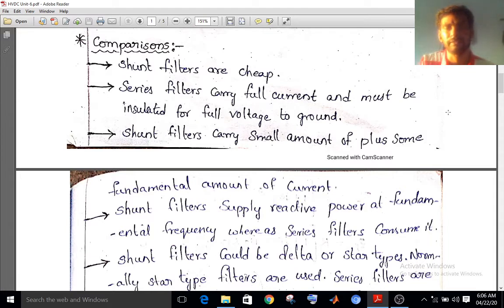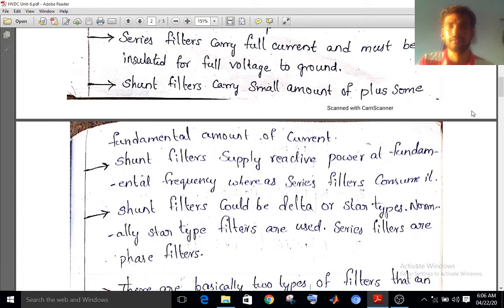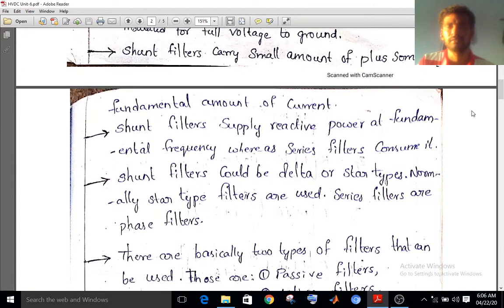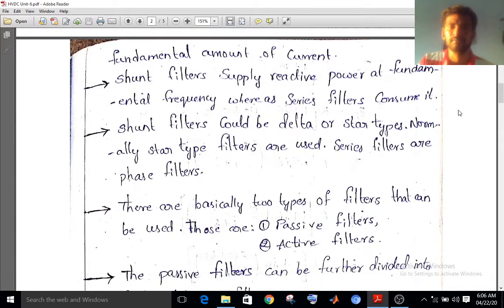Already we have seen this. Shunt filters supply reactive power support at the fundamental frequency, whereas series filters consume reactive power. Shunt filters could be delta or star types. Normally star type filters are used. Series filters are phase filters.